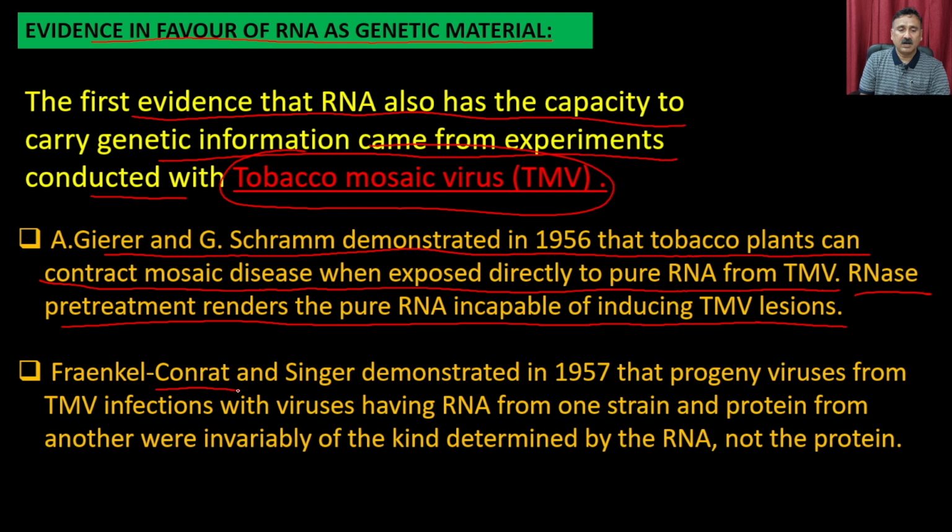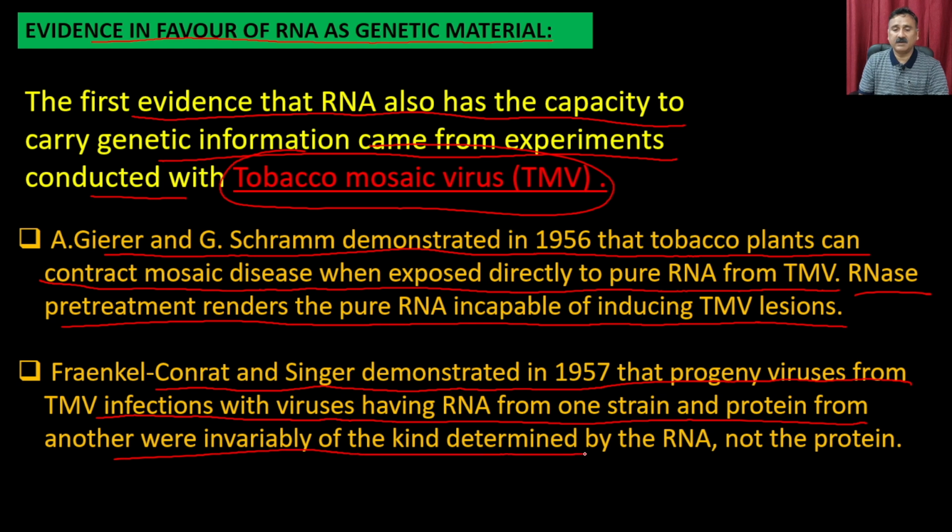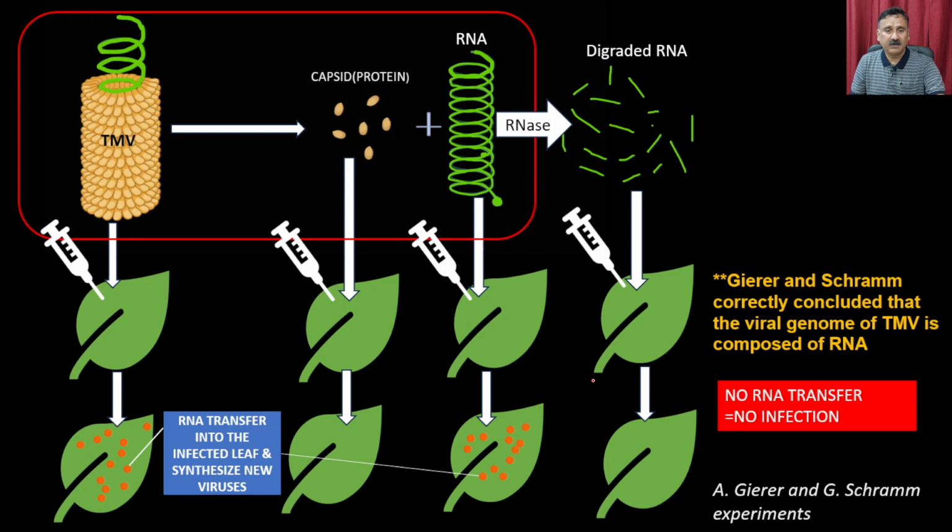Then Fraenkel-Conrat and Singer demonstrated in 1957 that the progeny viruses from a TMV infection, with viruses having RNA from one strain and protein from another strain, were invariably of the kind determined by the RNA, not the protein. So this is what exactly they did. They took a TMV virus, and they removed the capsid protein.